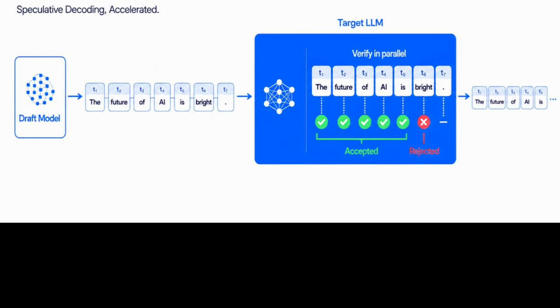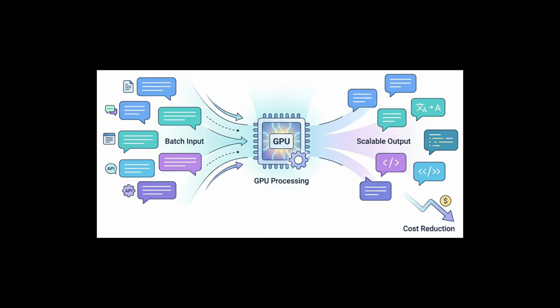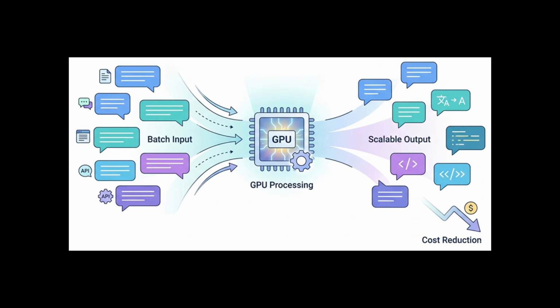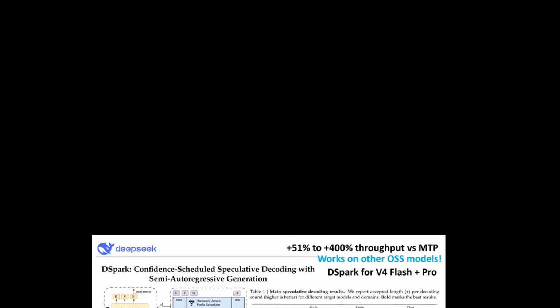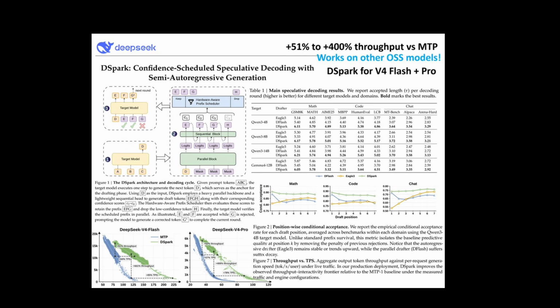The second bottleneck is system efficiency. If we uniformly validate even tokens that are difficult to accept, it will take up batch capacity intended for other users during peak times, reducing throughput. DSpark is designed to solve the former using semi-autoregressive generation and the latter using the confidence head and a scheduler.